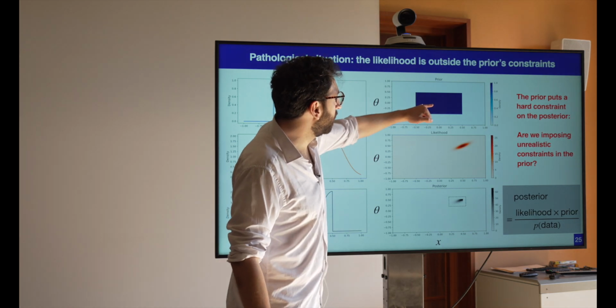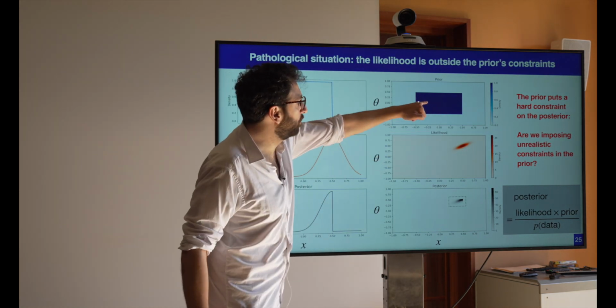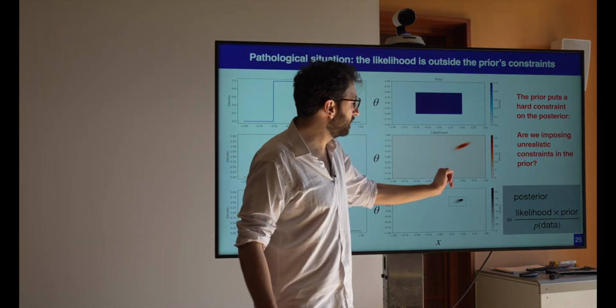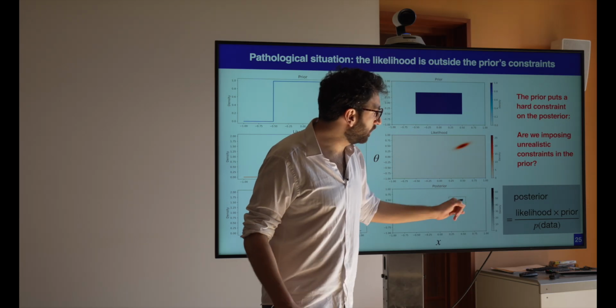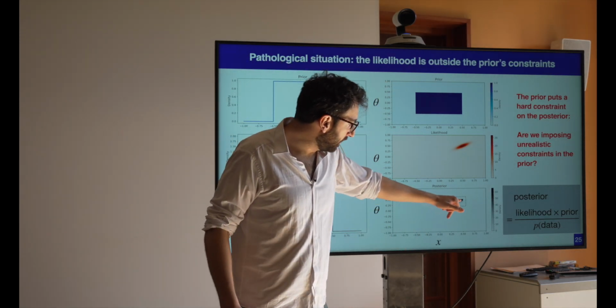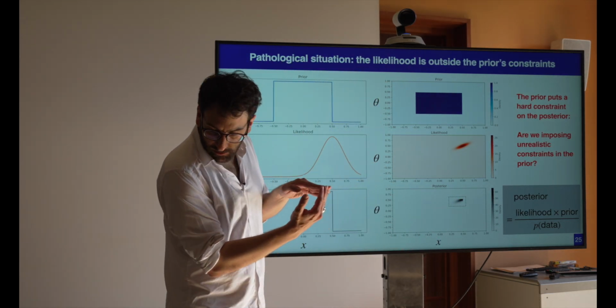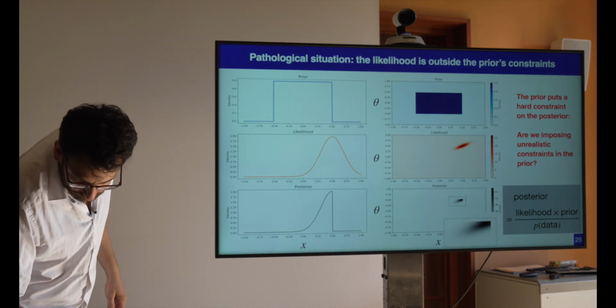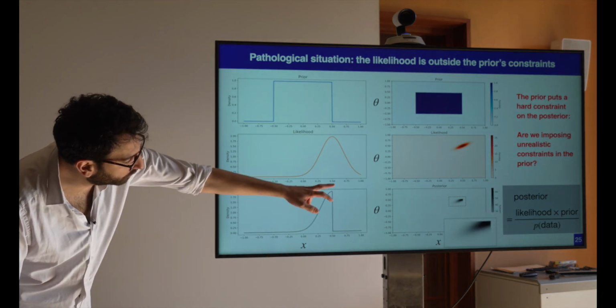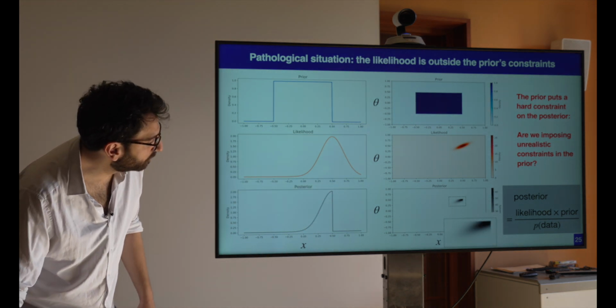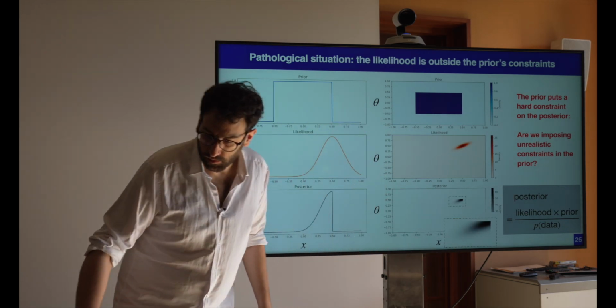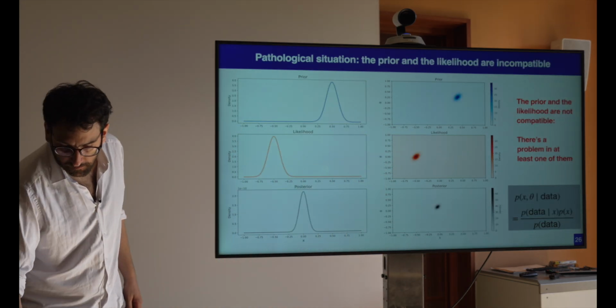Same situation in 2 dimensions. You are sure that you are in that box. This is the likelihood, which is outside this box. So in the end, the posterior is chopped. Just zoom on the posterior, you see the constraint imposed by the prior.